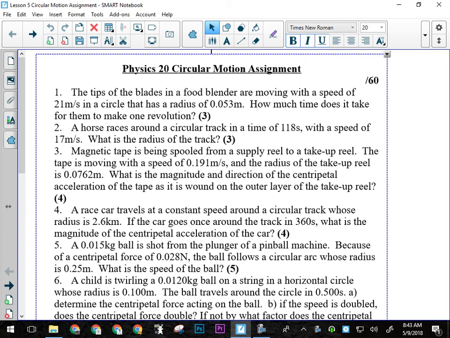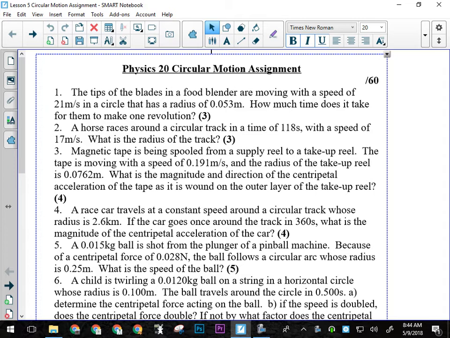So what you have in front of you is the summative assessment of the first half of the circular motion unit. There will be some simple kind of v equals 2 pi r over t stuff on here. There will be some centripetal acceleration stuff, so v squared over r. There will be some simple centripetal force stuff, mv squared over r. And then there will be some more complex stuff like unbanked curves, banked curves, artificial gravity, vertical circles.